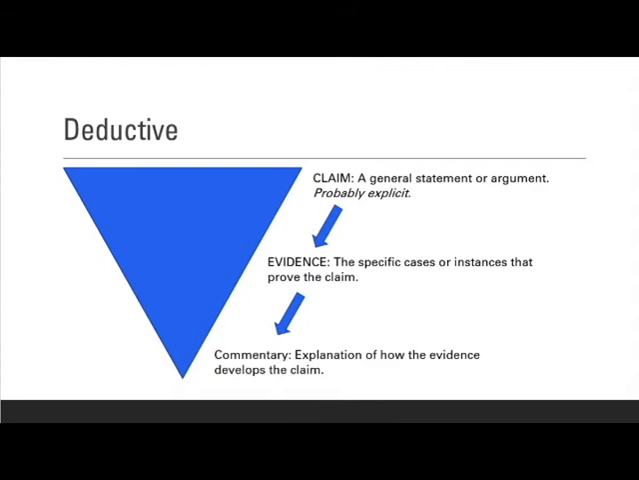Okay, so I have it kind of in an inverted triangle format where you start with the claim, which is this big, general statement of the argument, which is probably explicit. And then you narrow it a little bit to the specific cases or evidence and instances that you can use to prove that claim. And then you bring in the commentary where you talk about those specifics and narrow it even further to explain why does that event prove the claim? Why does that specific case? And kind of start with the claim and build it a little bit at a time.